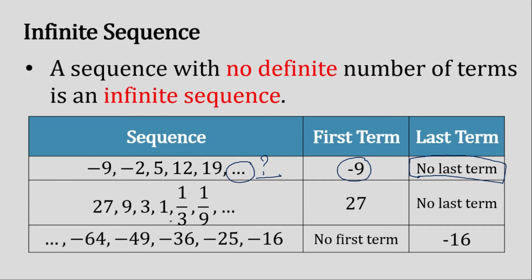Now, let's see the next example. 27, 9, 3, 1, 1/3, 1 over 9, and an ellipsis. After the ellipsis, we cannot see any number. So our first term is 27, and we cannot say what the last term is because it has no last term.